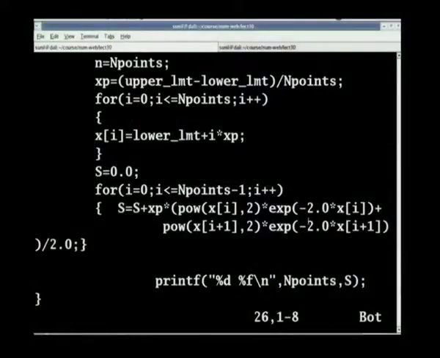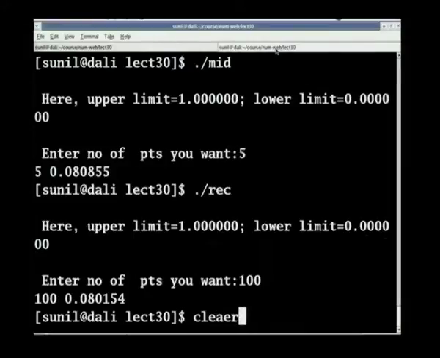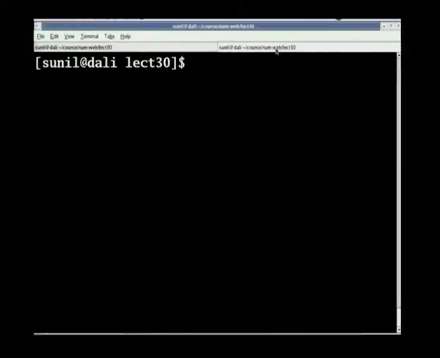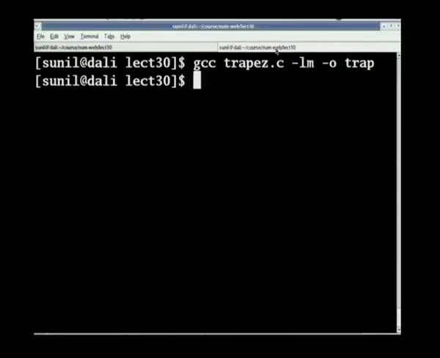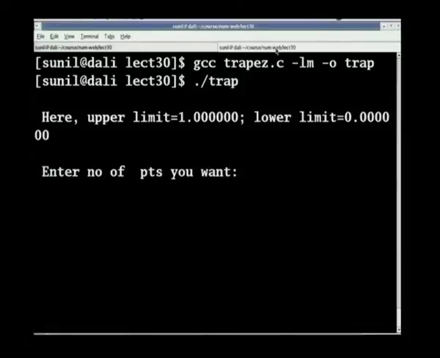So you have this function evaluated at xi and xi plus 1, and multiplied by dx by 2. dx is xi plus 1 minus xi, and divided by 2 is here. Okay, that's what we're going to run. So let's run this. Let's compile that now. Let's call that trap. If you run trap, that's when we are running the trapezoidal rule. So let's run that, and let's use again 5 points.